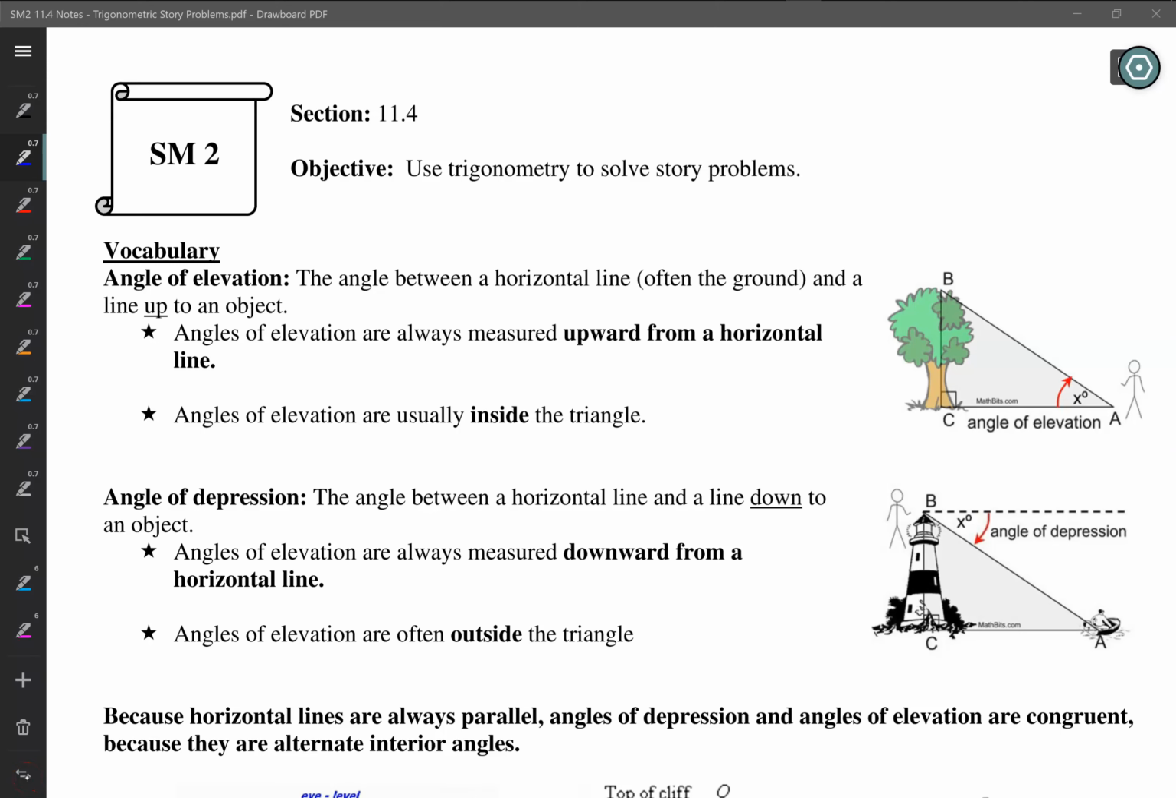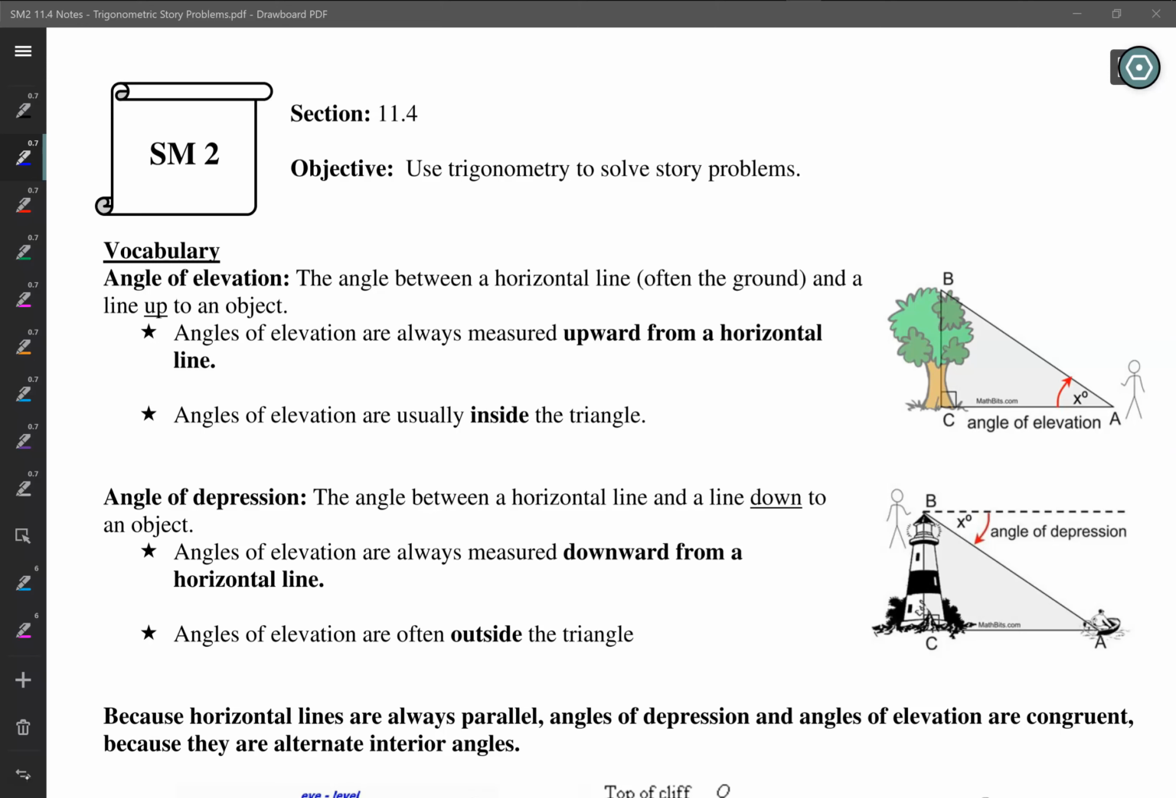In this section, we're going to talk about using trigonometry to solve story problems. So we're going to use all of the skills we've talked about in the last three sections to set up equations and answer questions about more realistic situations. There are three main vocabulary terms you need to know.